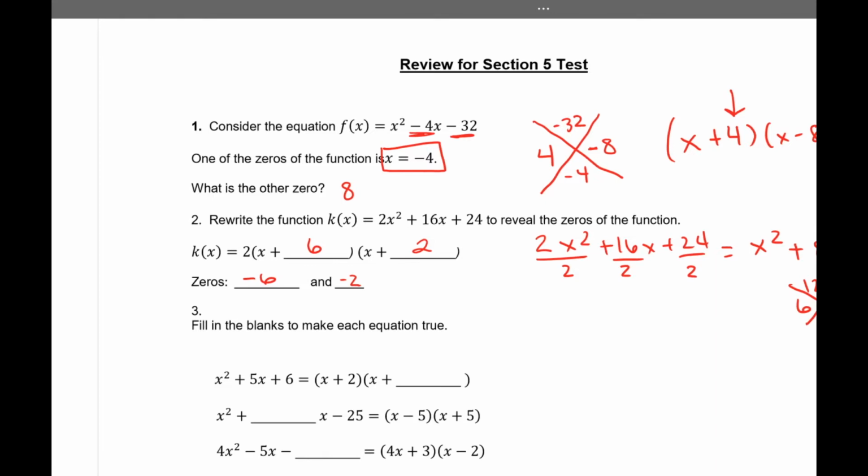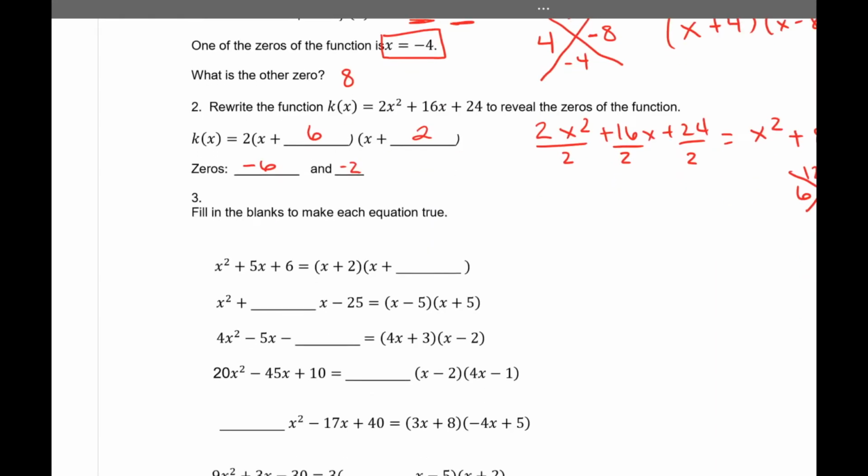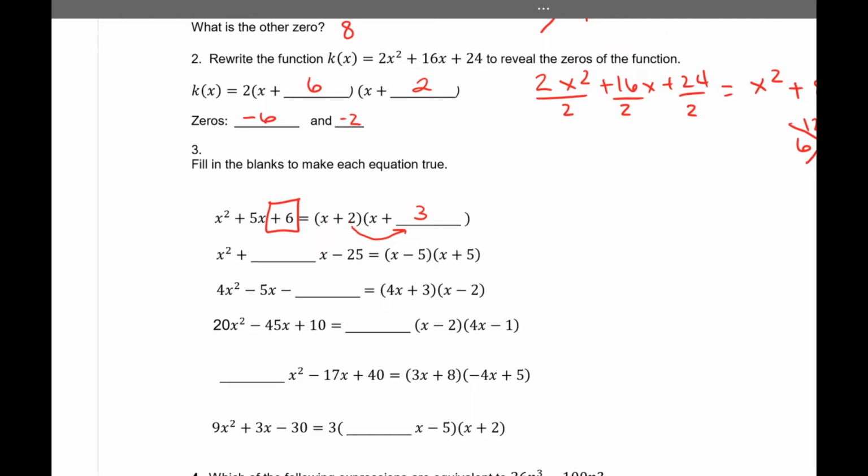Fill in the blanks to make the equation true. So remember, this is x times x, and then x times blank. For these problems, it's really easy. All you're going to do is figure this out. 2 times what gives you 6? Well, 2 times 3. 2 times 3 gives you 6. So your answer here is 3. Let's move on to the next one.